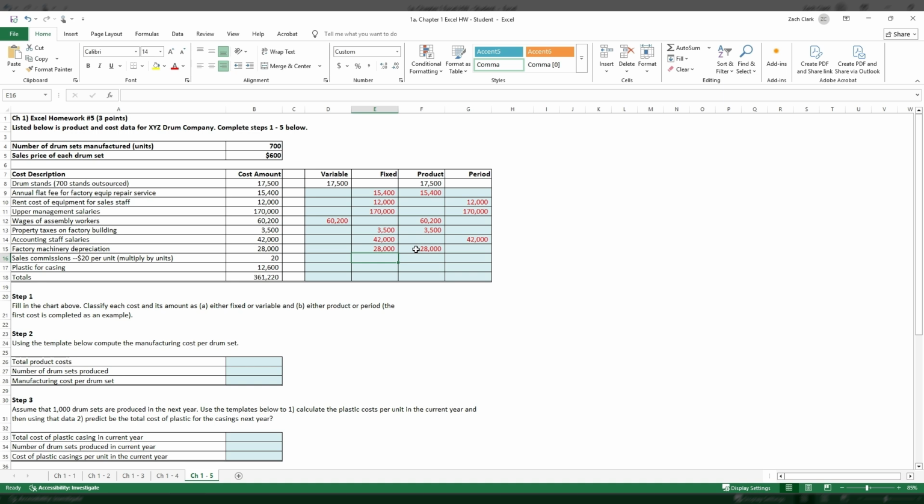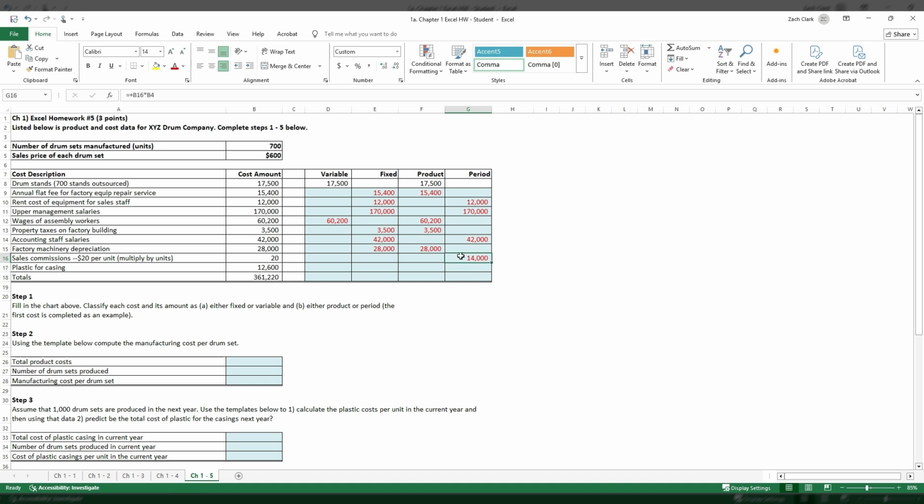Okay, sales commissions. So this one's kind of interesting. It just gives us $20 per unit, so we have to do a little math here. We'll say $20 times, and you can use the little star asterisk for times. So B16, so $20 times the number of units, because we're assuming in this one that we sold all these units, so we're going with that assumption.